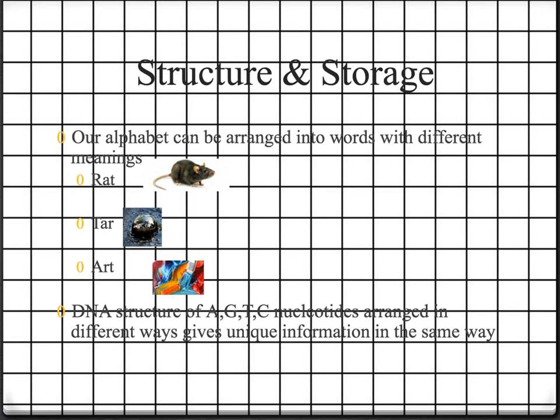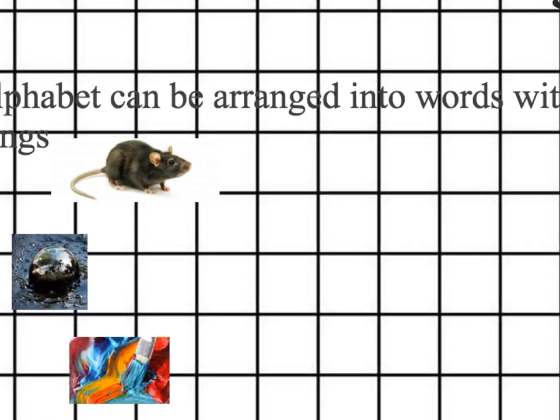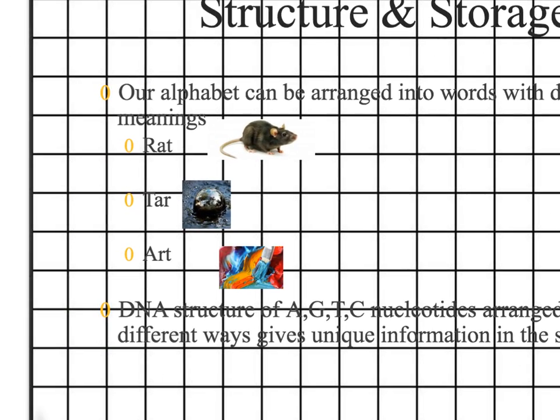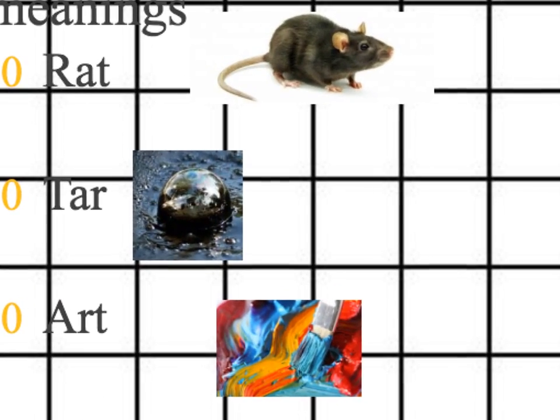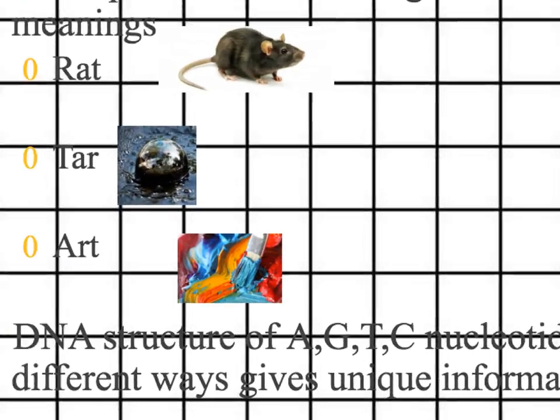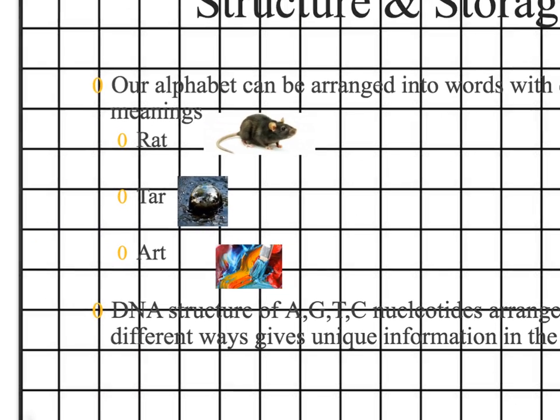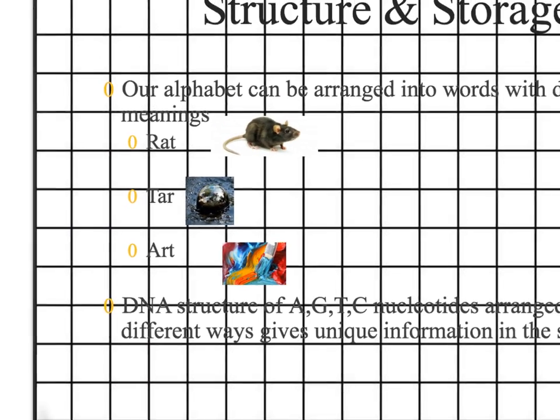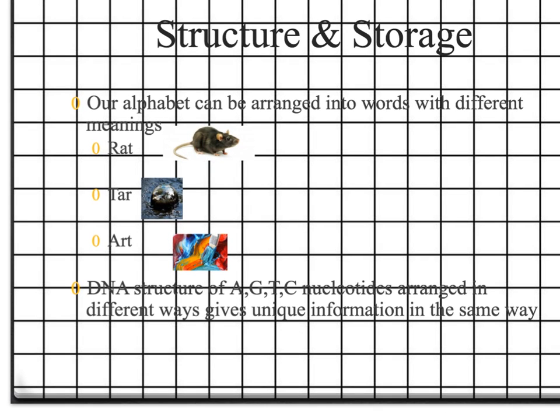So let's take a look at an example from our alphabet. Now we have 26 letters and DNA only has 4, but I just want to give you an example of how this can happen. If we take the letters R, A, and T and we put them one way, we get the word rat. Ew. If we put them in a different order, we get tar. And finally, we can arrange them in yet a third order to get art. So DNA is very similar to that.